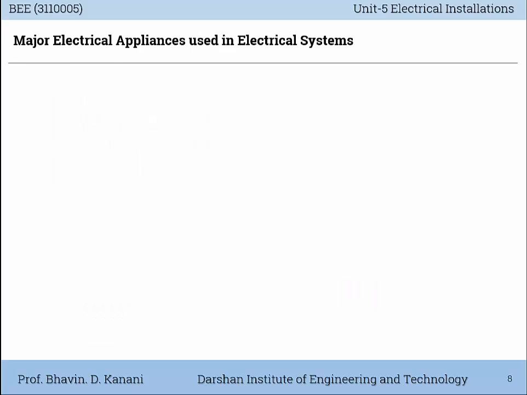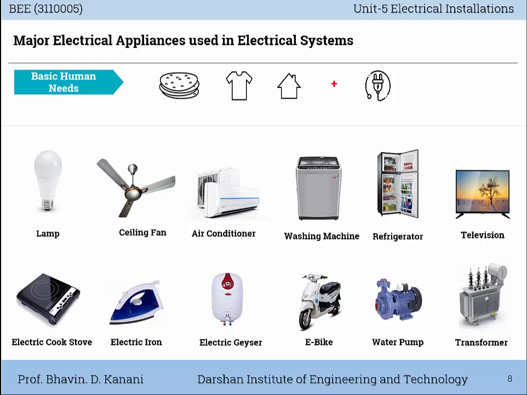Then major electrical appliances used in electrical systems. See friends, a few years ago, roti, kapda aur makan, these three were the basic needs, but nowadays electricity is added to this. So now electricity is one of the compulsorily needed entities, and as you see from this slide, there are so many equipments which run on electricity, and we are using those equipments in our day-to-day life, and we cannot ignore these equipments in our coming future. So it is the basic need.